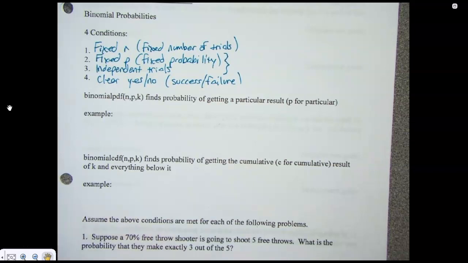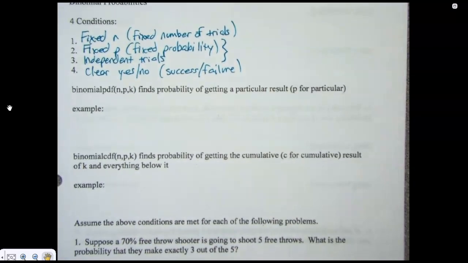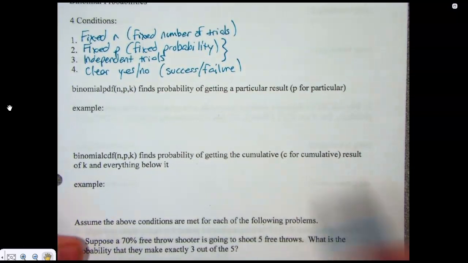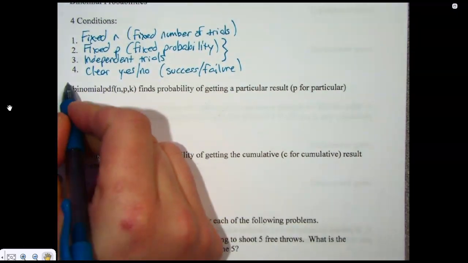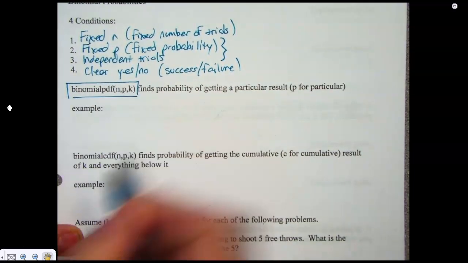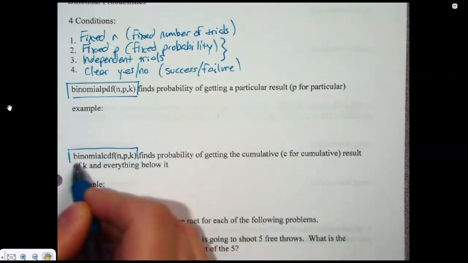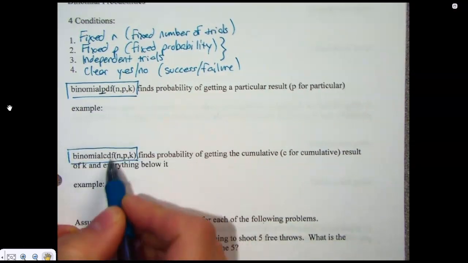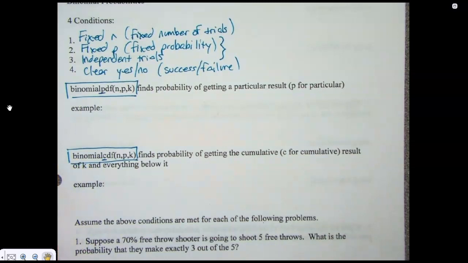Alright, here's where you guys are going to get annoyed with all the work we just did. Because your calculator does this so easily. So there's two formulas we're going to use. It's binomialpdf and binomialcdf. So the only difference is that one letter, P or C.